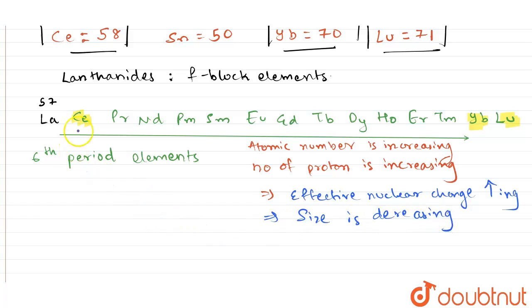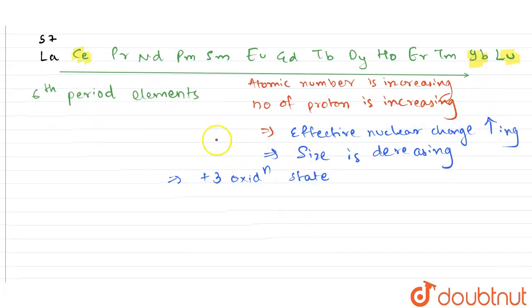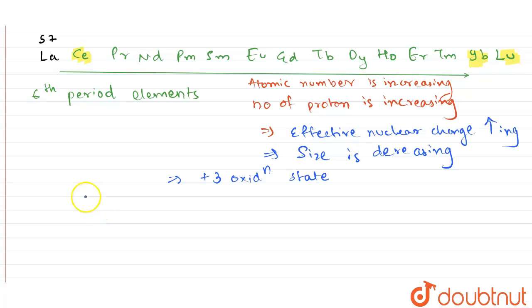So from here we can conclude that almost all the lanthanides have a stable oxidation state of +3. They exhibit the +3 oxidation state. So in ionic size also, as we go left to right, the size is going to decrease. First of all, the size will be maximum for cerium +3, then ytterbium +3, and then finally Lu +3. So this is the order for the lanthanides.